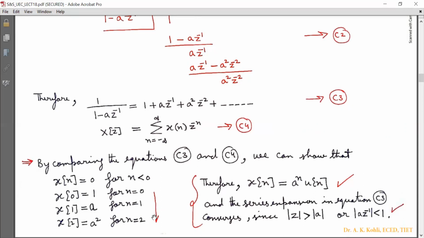Now, following these observations, I can write that x[n] is equal to a raised to power n u[n], and the series expansion in equation C3 converges since magnitude z is greater than magnitude a, or magnitude a z inverse is less than 1.